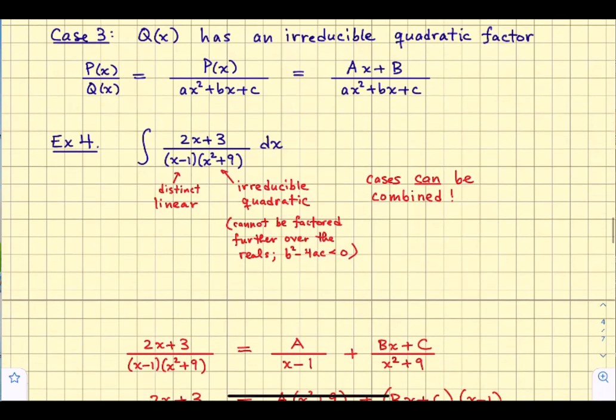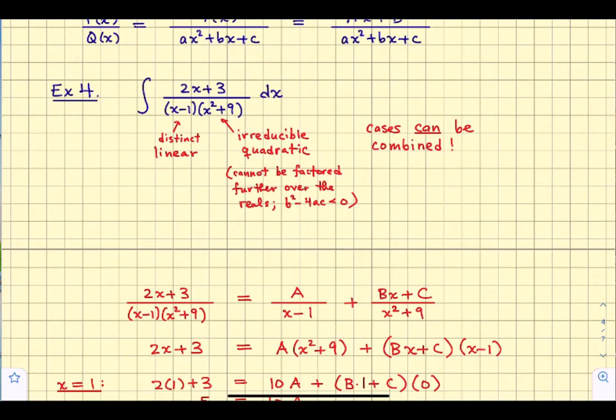Let's look at a concrete example. Example 4, we have the integral of 2x plus 3 over x minus 1 times x squared plus 9. One thing to note is these cases can be combined. You can have a case 2 mixed with a case 3, mixed with a case 1. This can happen, and so I'm showing you one here. This is a distinct linear. It's linear and it's not repeated. This is an irreducible quadratic, and make sure you understand why. This cannot be factored further over the reals.